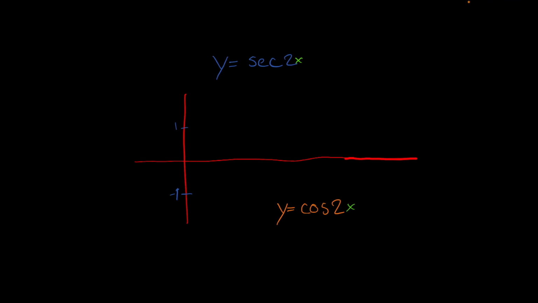Well, in order to do this, let's start by graphing y equals cosine of 2x. So what's the period? The period equals 2 pi divided by b, and b is what's being multiplied by x, which is 2. So our period is 2 pi divided by 2, which just equals pi. So our period is pi.